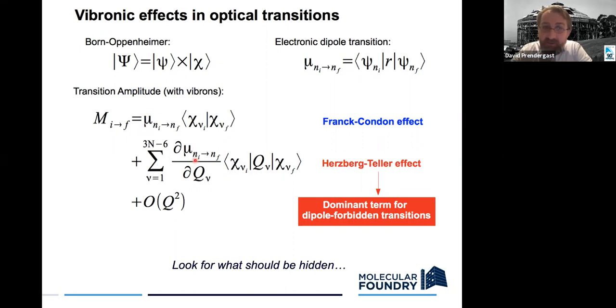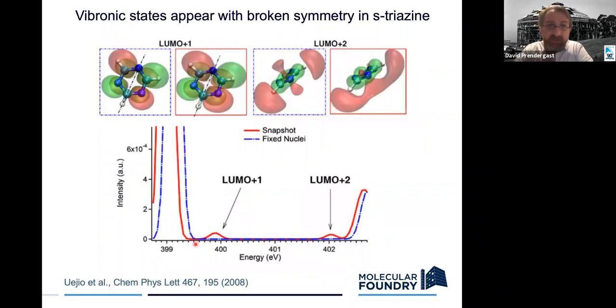If you continue this expansion, let's say varying some coordinate q, which would be related to the nuclear system, then the first derivative of the dipole operator appears here, and a new dipole-like term for the nuclear coordinate. And so this is the first term you would see if you have a transition that's not allowed. Let's say the dipole rule is not satisfied, and mu here is 0. This second term is referred to as the Herzberg-Teller effect, and that would be the dominant term if you have a dipole forbidden transition. So that gives us a clue for some interesting physics if we look for things that should be hidden. So here's an example in a small symmetric molecule.